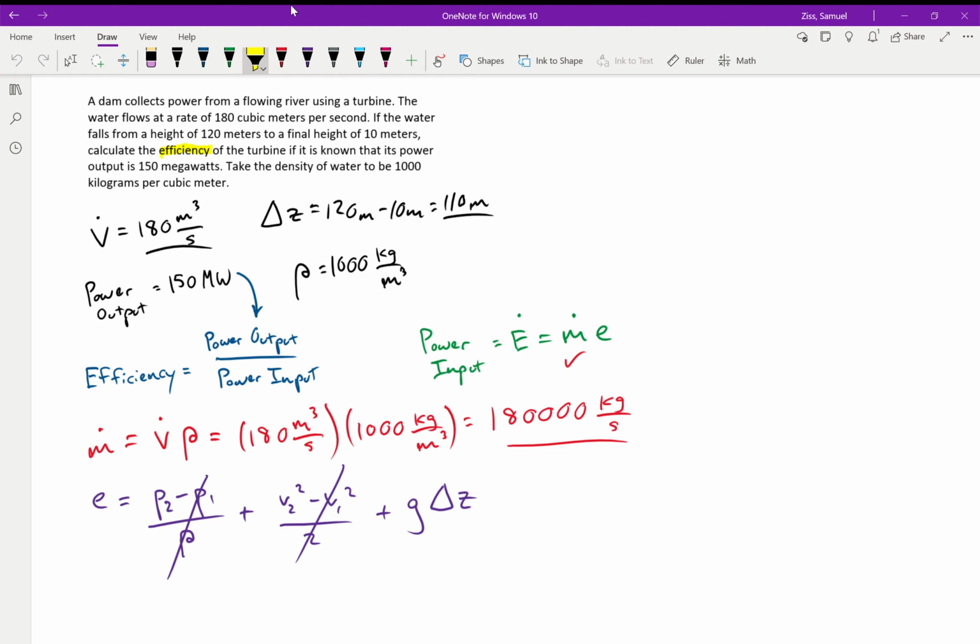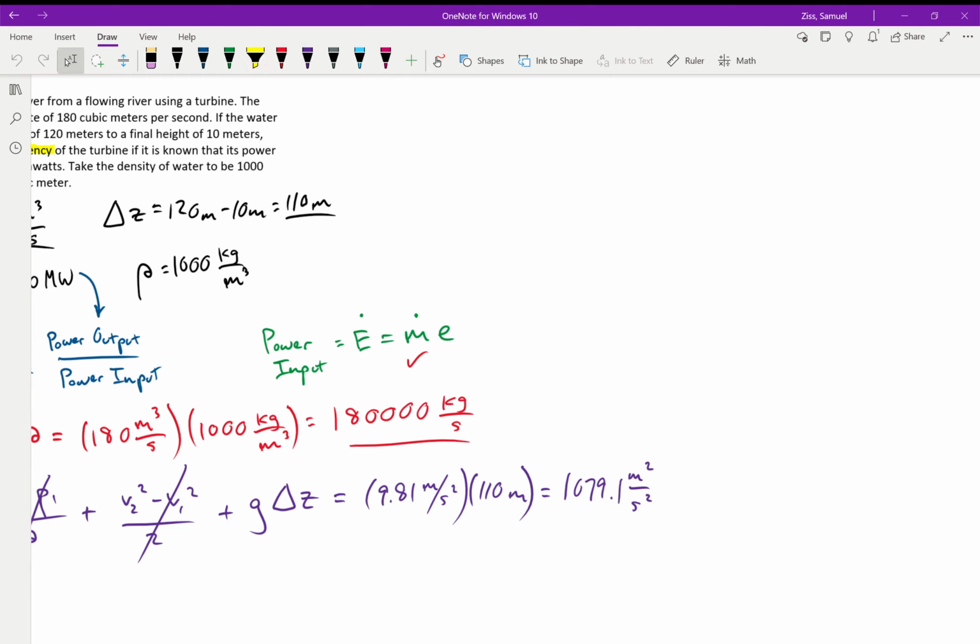So we can get this energy just by multiplying gravity, which we will take to be 9.81 meters per second squared, times that change in the elevation, which we calculated to be 110 meters. This calculation is going to get us 1,079.1 meters squared per second squared.